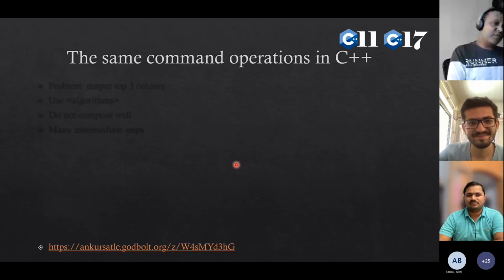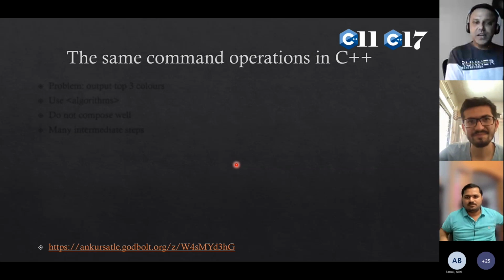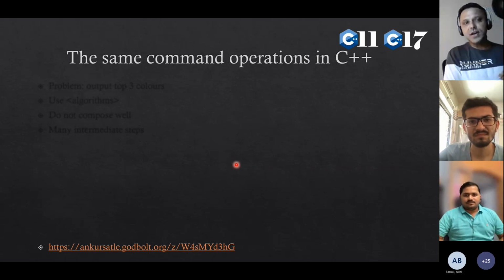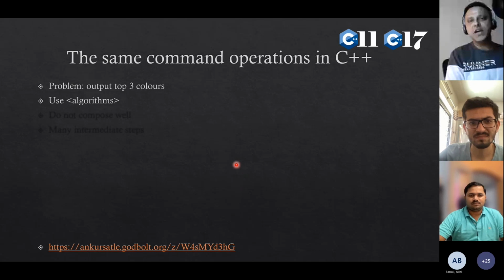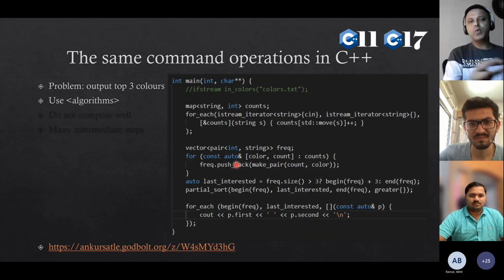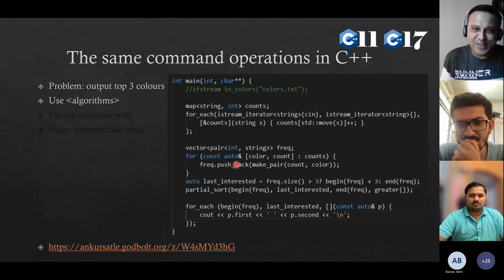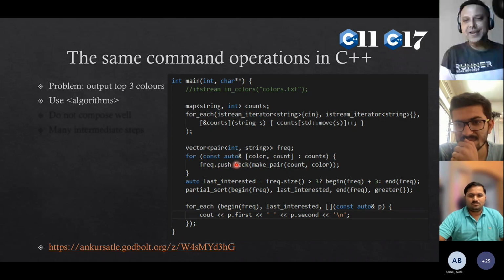Okay. So now if we come back to the top three colors code in C++, what would it look like? Output the top three colors from there. Let's use our standard library and implement. What would it look like? And I wouldn't be proud of this code if I have to compete against the Unix command line on this.